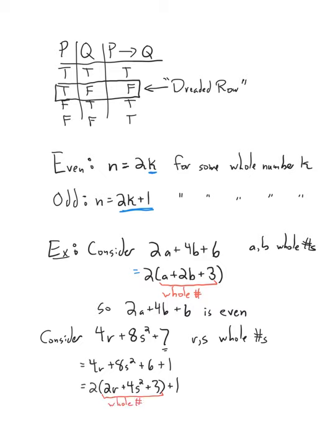So this original expression, I won't write it again, is odd, since I was able to write it as 2 times a whole number plus 1. So my k in the second example is 2r plus 4s squared plus 3. Remember, the whole idea: all even numbers can be written as 2 times a whole number. Odd numbers can be written as 2 times a whole number plus 1. So since I can do that, I know that the numbers are even and odd respectively.